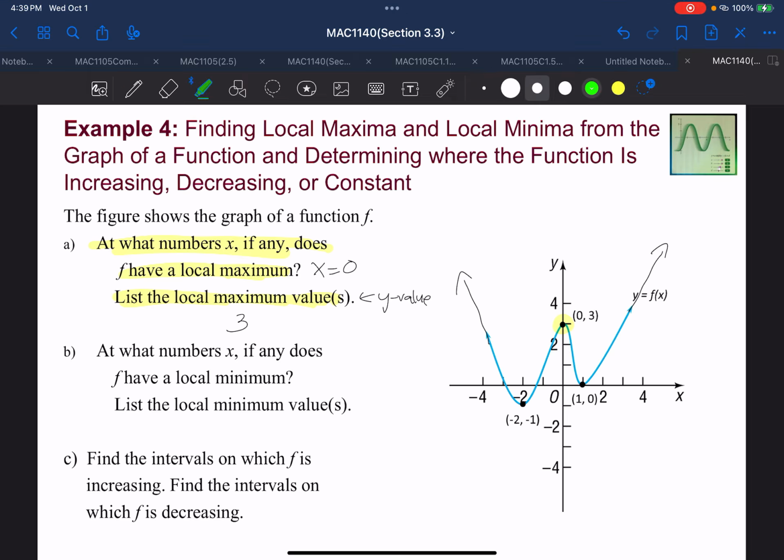Okay, the next one. At what numbers of x, if any, does f have a local minimum? So the local minimum is going to be the bottom of any peaks. So that would be these two.